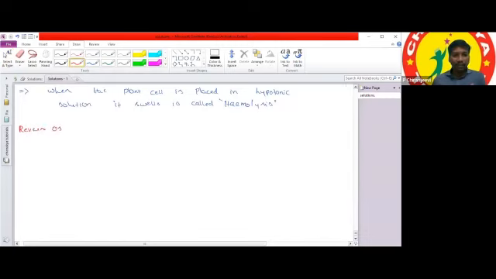Reverse osmosis. What is meant by reverse osmosis? It is generally called the RO process. Nowadays everyone is using the RO process. Most people have an RO plant in their home. We generally call it an RO water plant.